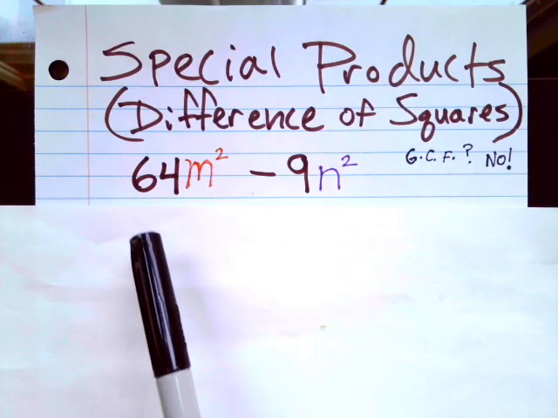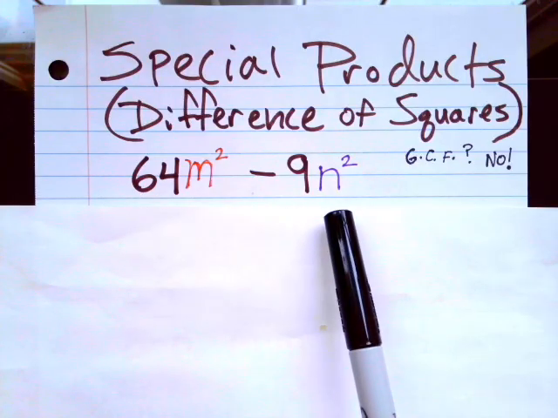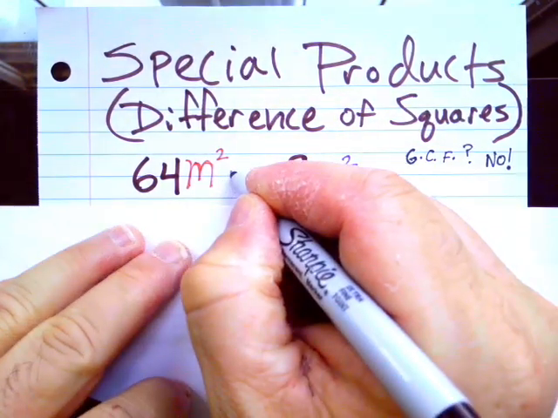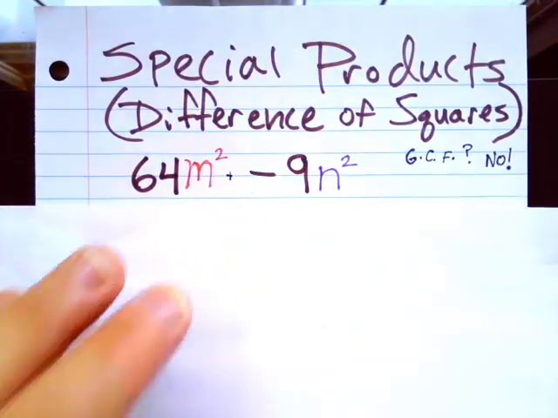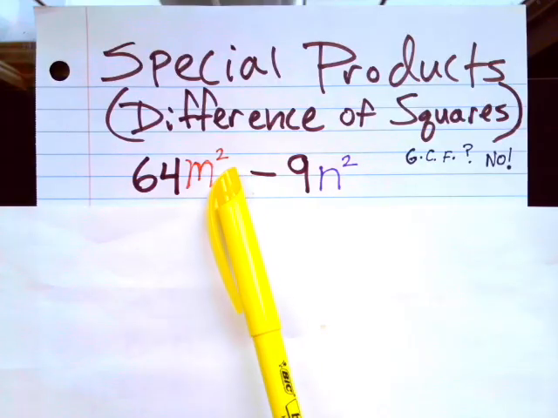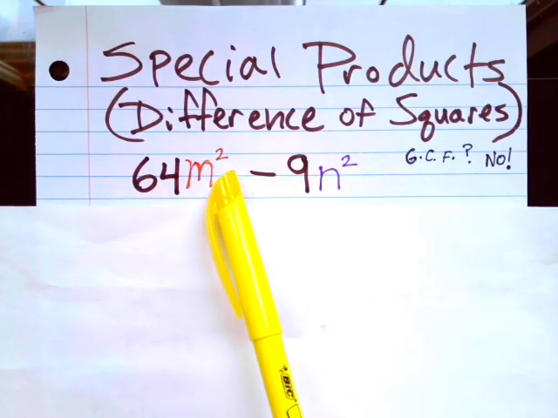So here's a problem you see here, 64 times m squared plus a negative 9 times n squared. I just want to show you that by adding a plus sign here, it's not going to change a thing. It's only going to clarify what the two terms are. Most likely you'll see the problem like this, 64m squared negative 9n squared. But this is plus a negative 9n squared, and it's okay to put that plus sign there. It's not going to change a thing. It's only going to clarify. I want to point that out.